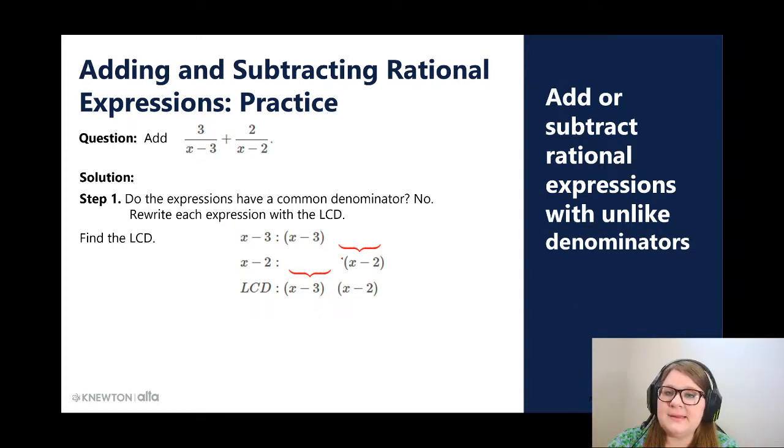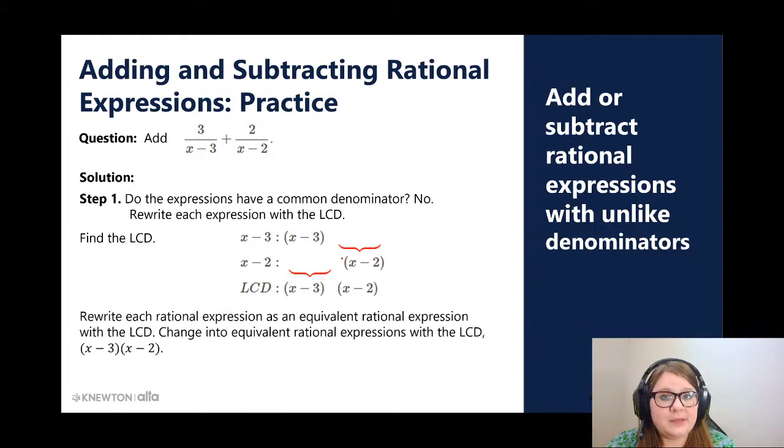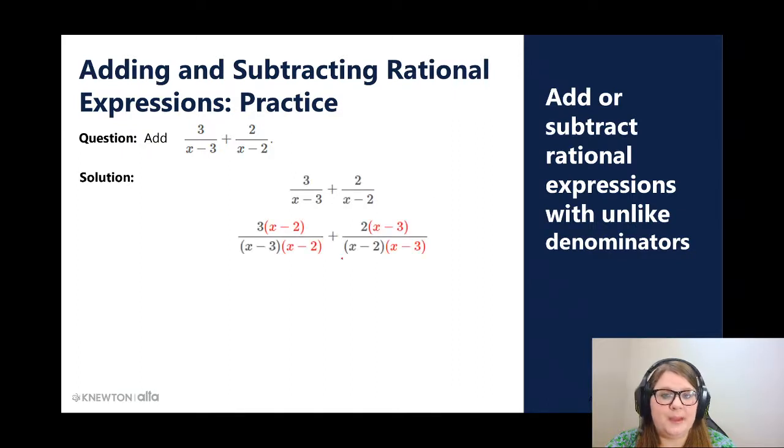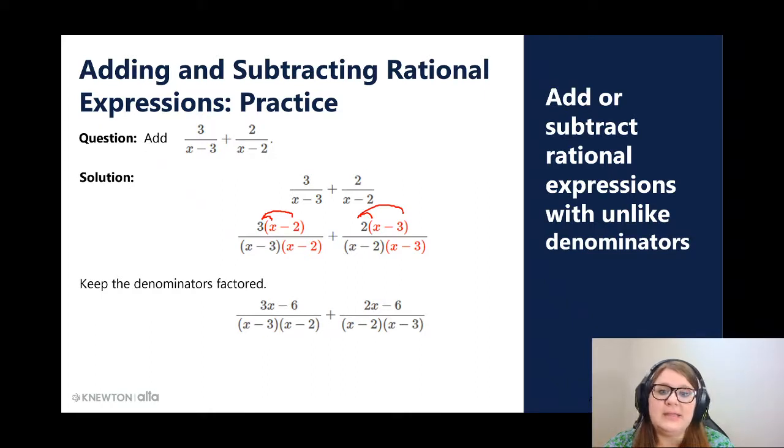Well, I already have an x minus 3 there, so I'm going to multiply by x minus 2 on top and bottom. Similarly, in the second fraction, I'm going to multiply by x minus 3 on top and bottom. Ta-da! Now I want to distribute my 3 and distribute my 2. That's going to give me 3x minus 6 and 2x minus 6 in the numerators.